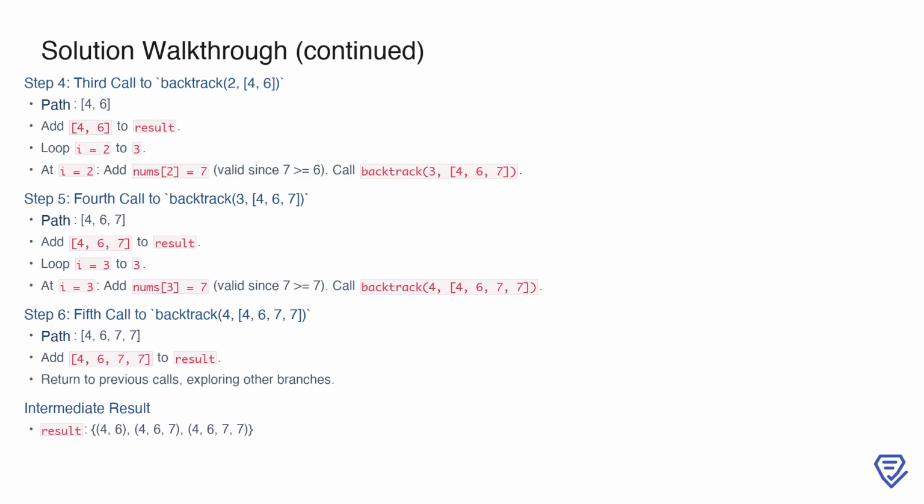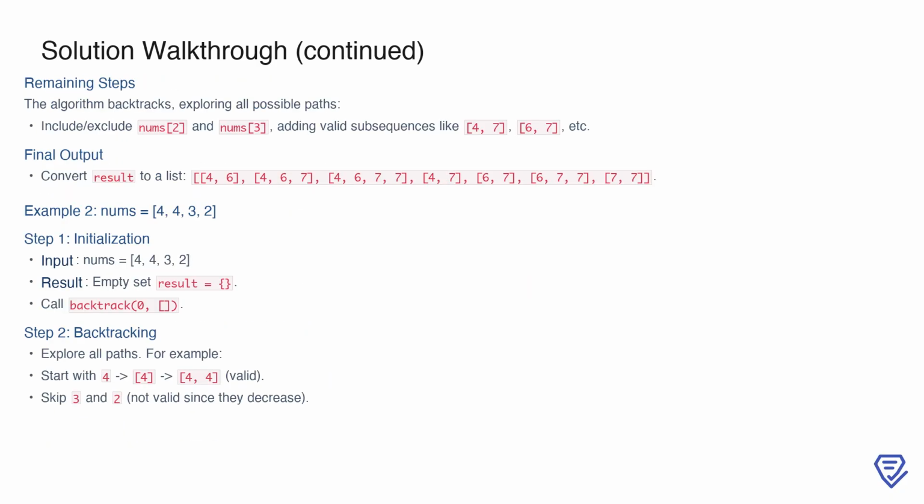Once we reach the end of the array, we backtrack, exploring alternate paths by skipping certain elements. The algorithm systematically backtracks to explore all possible paths, ensuring every valid non-decreasing subsequence is considered. For instance, starting from 4, it also explores paths like 4, 7. Similarly, from 6, it generates sequences such as 6, 7, and 6, 7, 7. By including and excluding different elements, the algorithm builds all valid subsequences.